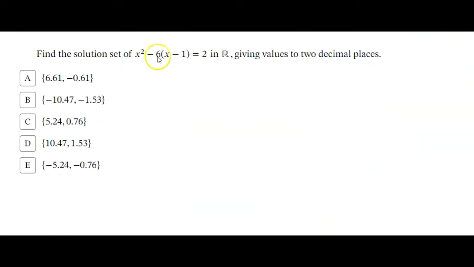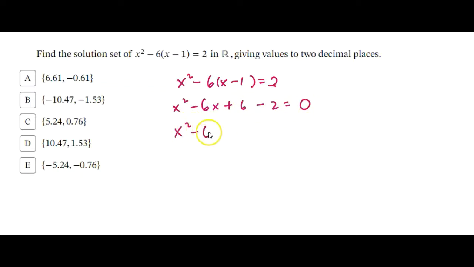In the next example, find the solution set of this quadratic equation in R, which is the real numbers, giving values to two decimal places. So for this quadratic equation, we need to transform it into general form first. I will try to expand this. Make it negative 6x plus 6 minus 2 equals 0. Simplify. You got 4. So you can see that the options given are all in decimal, so most probably this cannot be factorized.